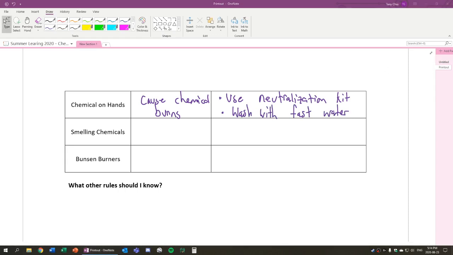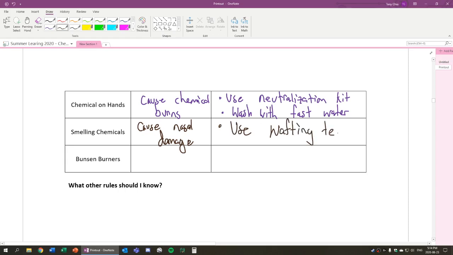Now, the next hazard here is smelling chemicals. In terms of smelling chemicals, this can cause nasal damage, especially if it's a chemical that can burn your nasal passages. So what you want to do for this one: use wafting technique. Always want to use wafting technique. Bring the smell towards you. That will dilute it right there.